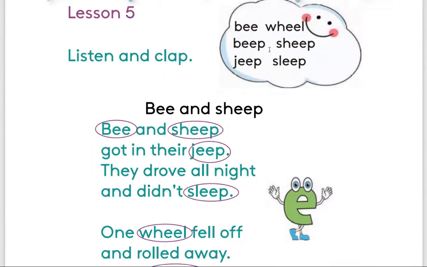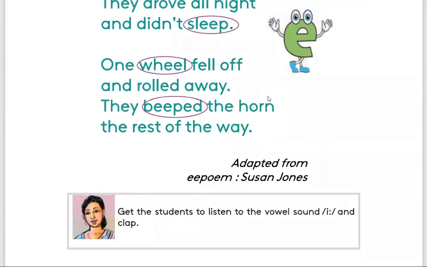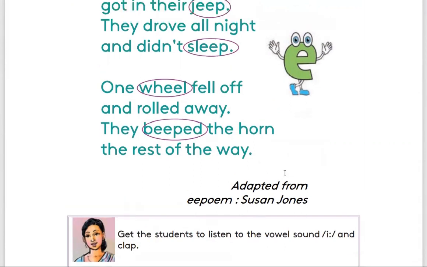Bee, beep, jeep, wheel, sheep, sleep. Bee, beep, jeep, wheel, sheep, sleep. Right? Okay. Here, the poem is Bee and Sheep. It is called Bee and Sheep, by Susan Johns. You can see the name of the poet. Susan Johns, right?